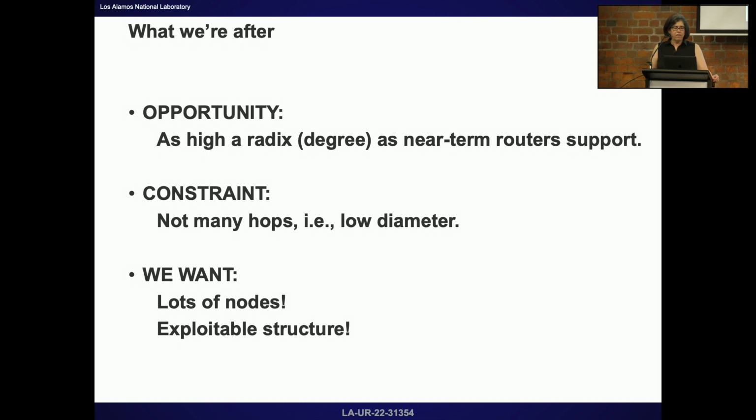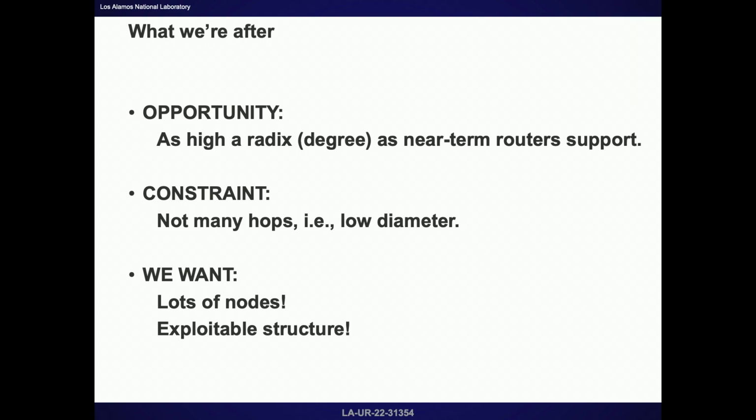So what are we after? Well, first of all, we've got an opportunity. We've got these high-radix routers. They're much bigger radix than before. That means we can fit a lot more edges on and get the diameter, the number of hops, down. The constraint is, as I said before, we want not very many hops, a very low diameter. What do we want? Lots of nodes. We want to support as big of a system as possible.